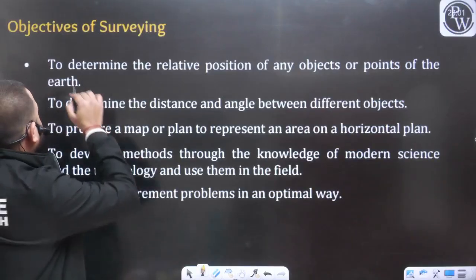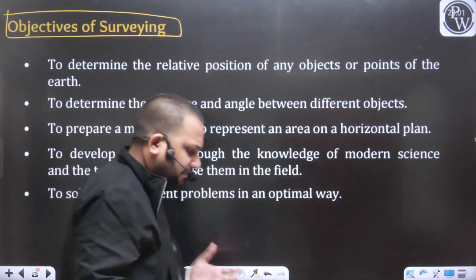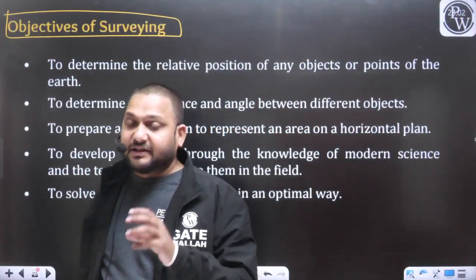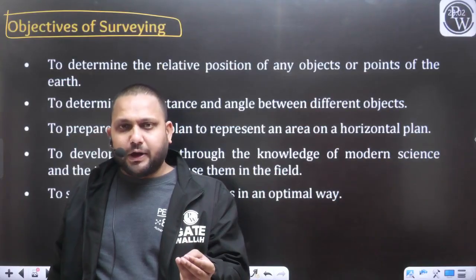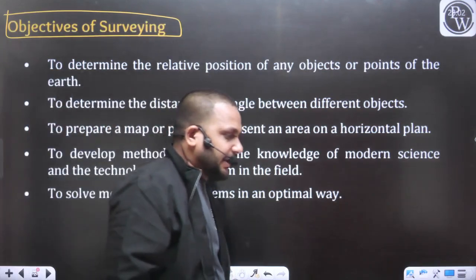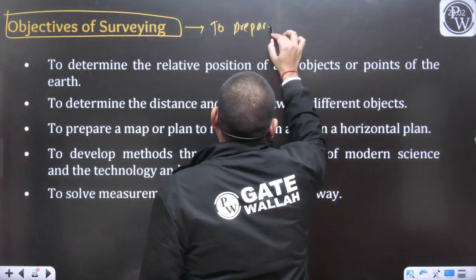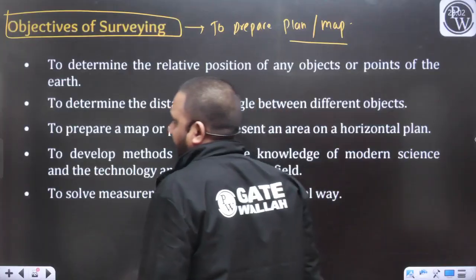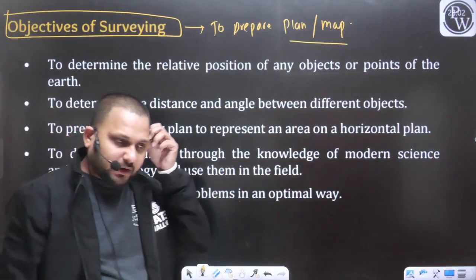Now, what is the objective of surveying? Yeah, that we have discussed already. The main objective of surveying is the collection of data. The main objective of surveying is to define the position of a point. Why are we defining the relative position of any point? Can I say to prepare a plan or map? If you want to prepare the plan or map, data is required, and that data you are going to collect with the help of surveying.